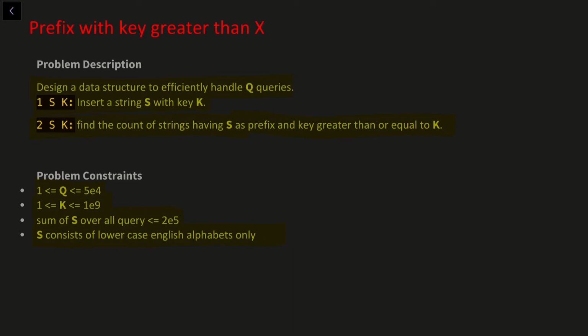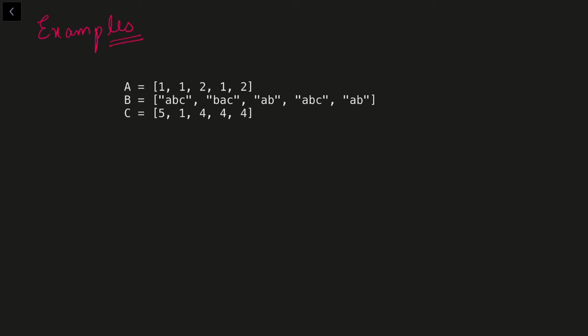Now let us look at some examples. Now let us look at this example. Let's say we are given these three arrays as input: array A, array B and array C. So let's move on from the first element to the last element, and let's try to execute each and every query. So the first query is of type 1, and the type 1 query is we need to insert the string. So now we need to insert ABC with key 5 inside some data structure.